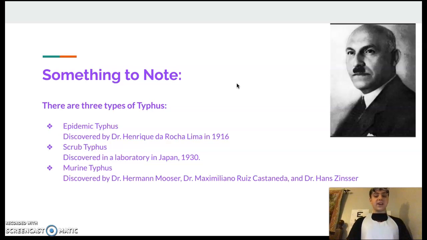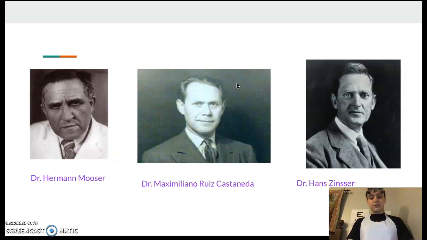And then there was murine typhus, which I'm not covering in this video, but it was discovered by Dr. Hermann Mooser, Dr. Maximiliano Ruiz Castañeda, and I'm sorry I've said that wrong, and Dr. Hans Zinsser. I've probably also said that wrong. But credit to these three people for murine typhus. It's a shame I couldn't cover it in this video.